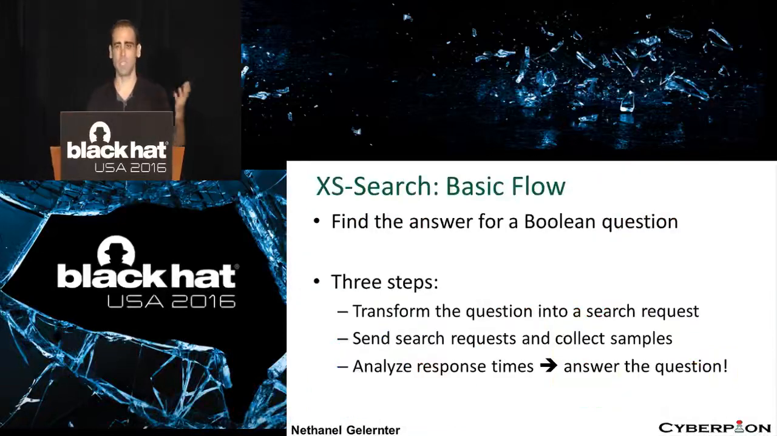Let's go through the basic flow of the original cross-site search attack. The basic flow comes to answer a Boolean question. It has 3 steps. In the first step, the attacker transforms the Boolean question into a challenge search request. In the second step, the attacker collects response time measurements. And in the third and last step, the attacker analyzes the response time measurements collected in the previous step and draws a conclusion about the answer to the Boolean question.